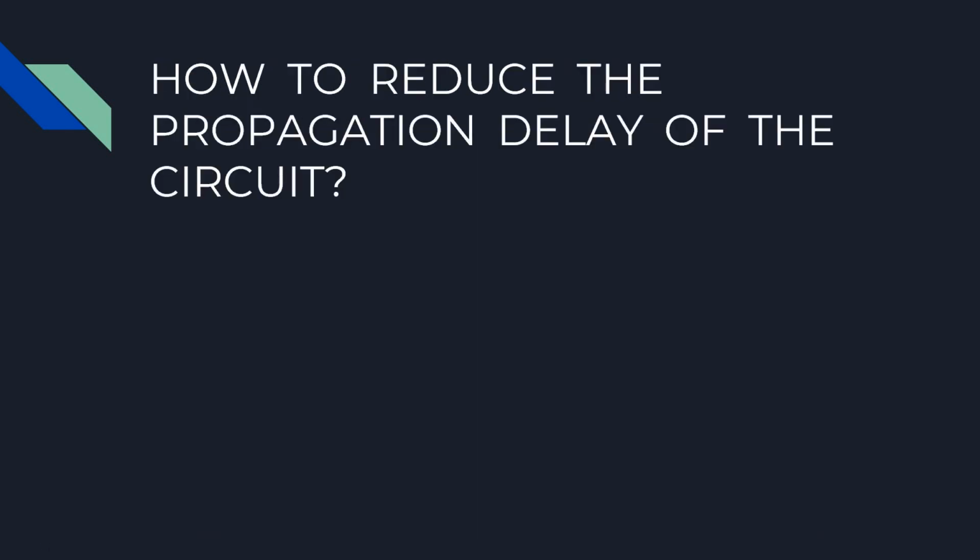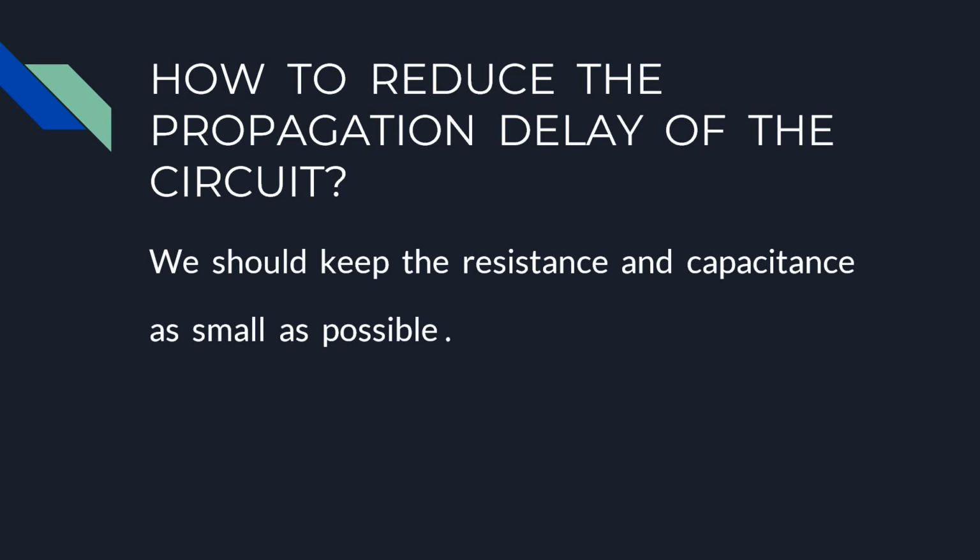Now, how to reduce the propagation delay of the circuit? Because our goal is to reduce the propagation delay. If propagation delay is reduced, the speed of the circuit increases. We can reduce it by decreasing the resistance and capacitance of the circuit.